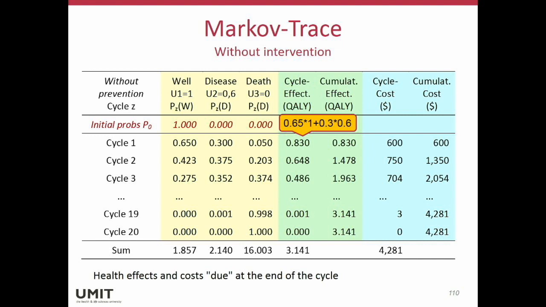And the same you do with the costs. You can now calculate the cycle costs. Where did I attach the costs? To which health states did I attach costs? When we think of without intervention, we had this $2,000 for the diseased people. So now we know that 30% are diseased, and for these 30%, we need to pay the $2,000. That gives us cycle costs of $600.